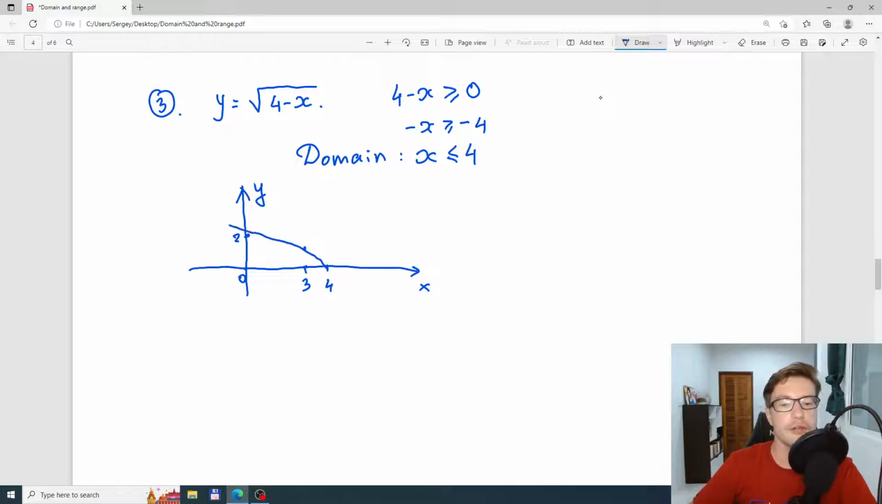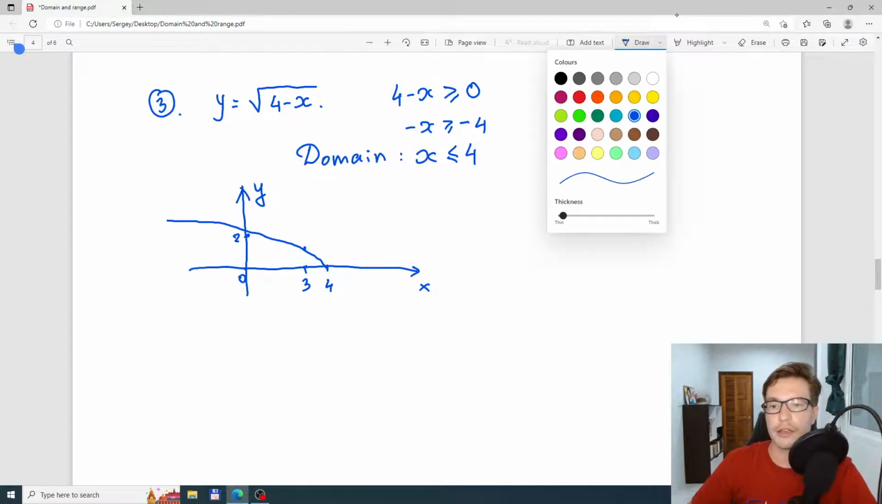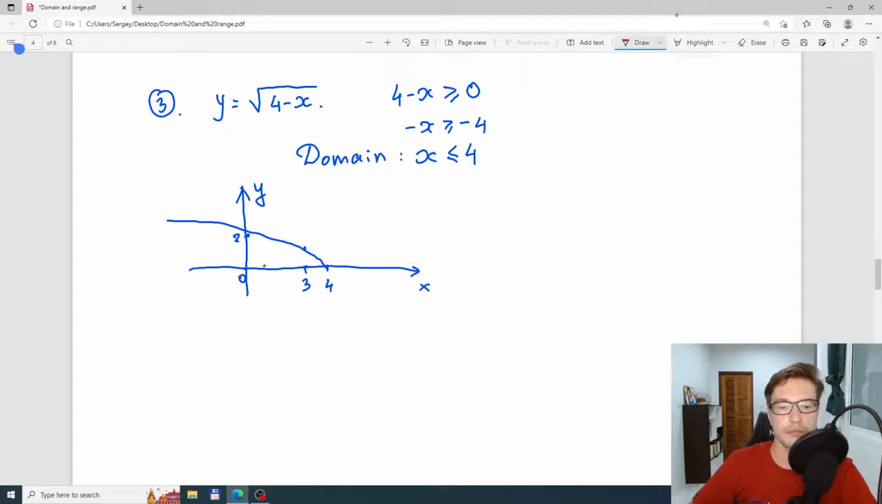So that's how the function looks like. It keeps increasing. However, it never goes below 0 on the y-axis. So this is going to be our range. Y is bigger or equal than 0.